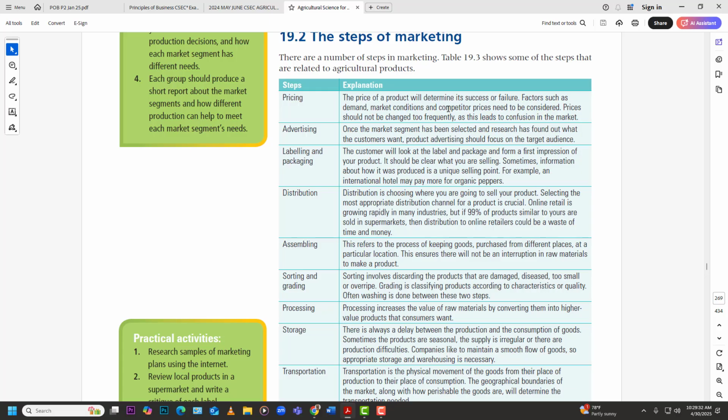If the price is too high, you might deter people from buying the product. If it's too low, they might say, well, that's kind of cheap. You really want that. You gotta be that just right pricing. So pricing. Advertising.